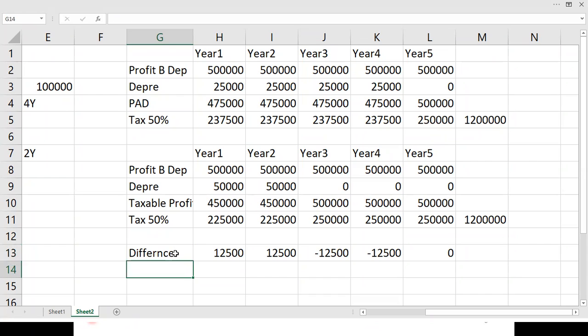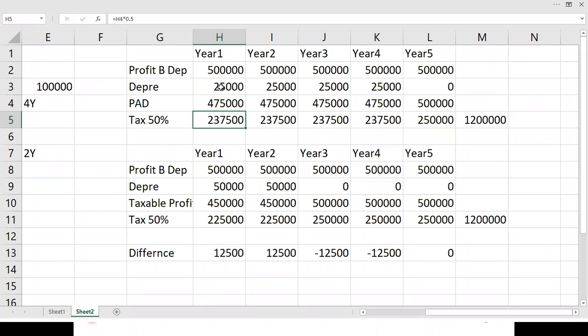What happens? So I will explain from this example what we mean by a deferred tax. Deferred means what? What do you mean deferred? Deferred tax means future tax, right? Deferred tax means future tax.